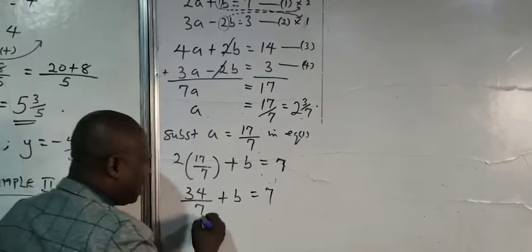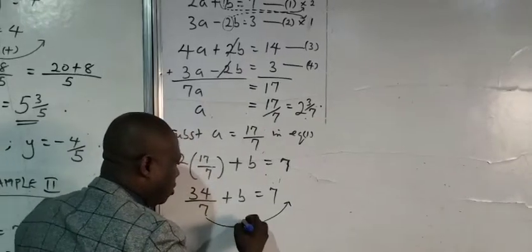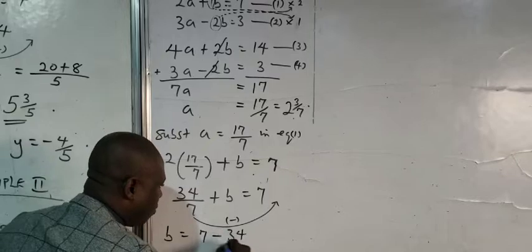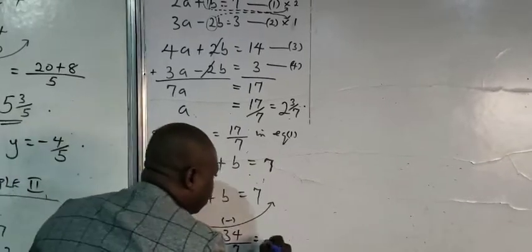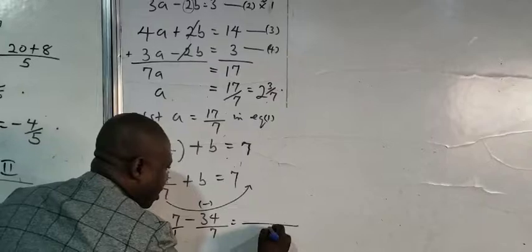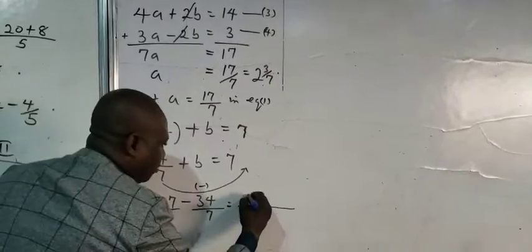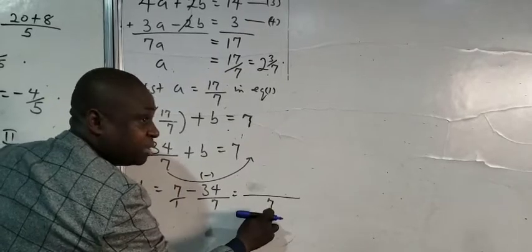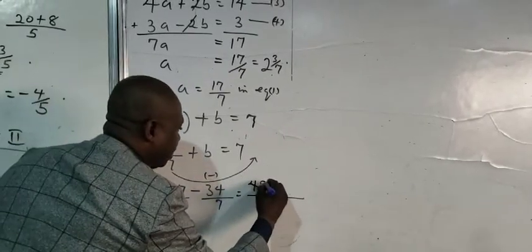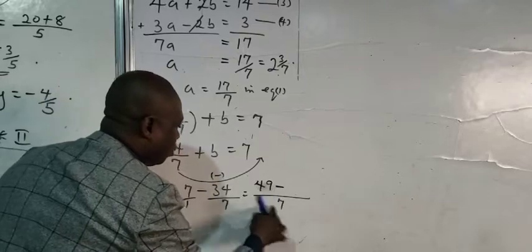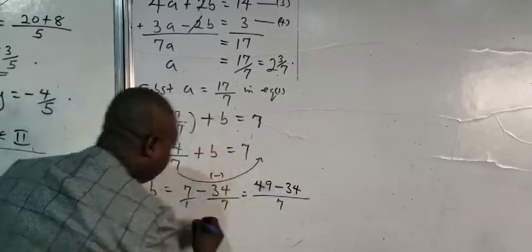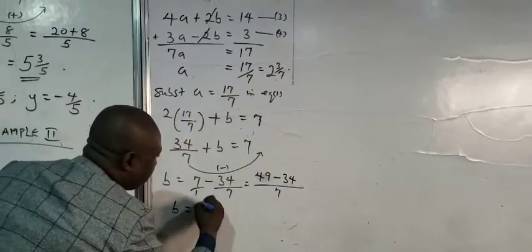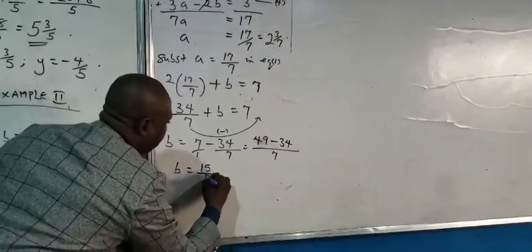So what I normally do is to transfer the fraction to the other side, and that will become minus. So this will give you 7 minus 34 over 7. If you take the LCM there is 7. And so this will give you 7. That will give you 49, because 1 in 7 will be 7. 7 times 7 will give you 49, minus 7 in 7 is 1, times that 34. And so your final answer becomes, if you do that math, that will give you 15 over 7.